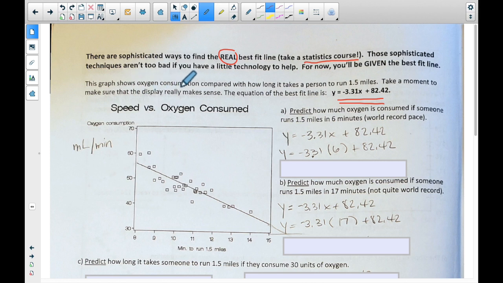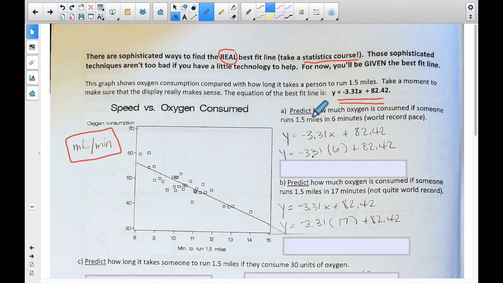The graph shows the oxygen consumption compared with how long it takes a person to run 1.5 miles. Take a moment to make sure the display really makes sense. The equation of the best fit line is this. When I did that, it didn't make any sense to me. I thought, oxygen consumption, what does that even mean? I had to Google it. What it means is how many milliliters per minute you are consuming, like how much oxygen you're using every minute. So go ahead and add that to your y-axis so you understand what it's talking about.